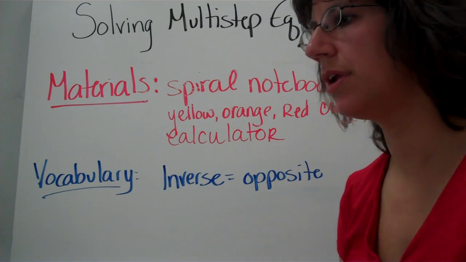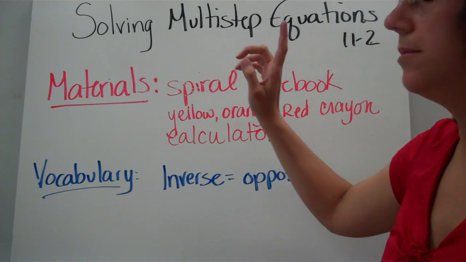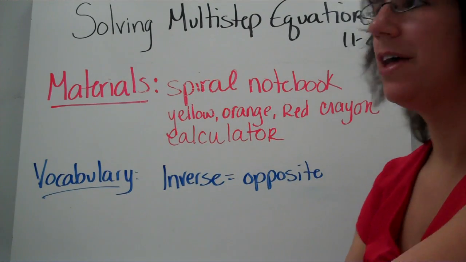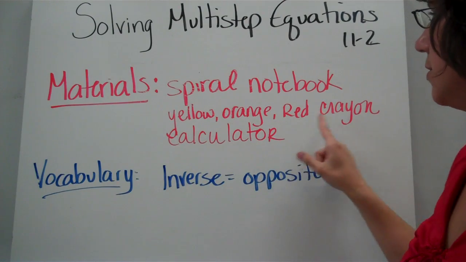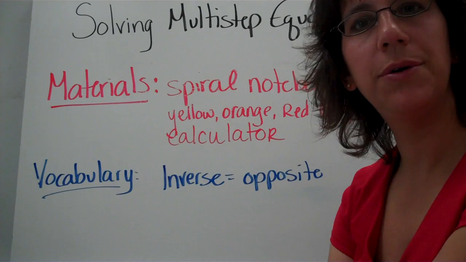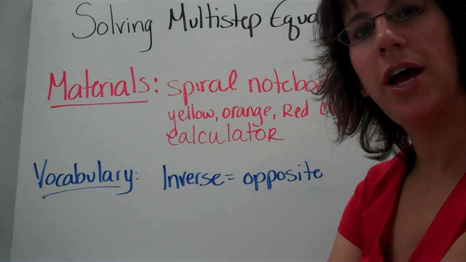Today we're going to talk about solving multi-step equations. These are the materials you're going to need: your spiral notebook, yellow, orange, and red crayon, and a calculator. If you need those materials, just pause the video and go ahead and grab them. Otherwise, we're going to go ahead and move on.